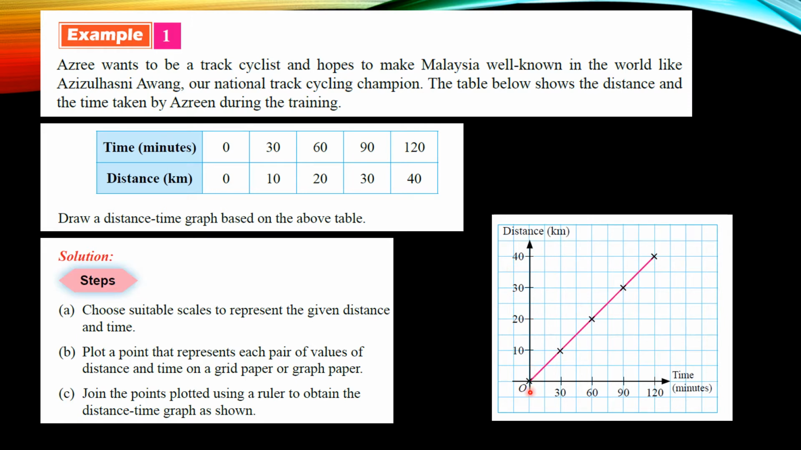Then you plot. The first point is 0, 0. Next, 30, 10. You plot exactly at the corner of the grid, the box there. Then 60, 20. Then 90, 30. Then 120, 40. After that, you join the points using a ruler. It must be a straight line, so you have to use a ruler. And don't forget, this is a drawing, so use a pencil to draw.